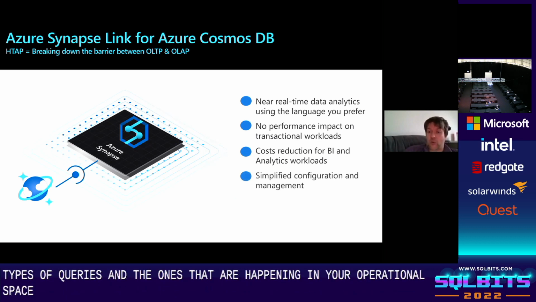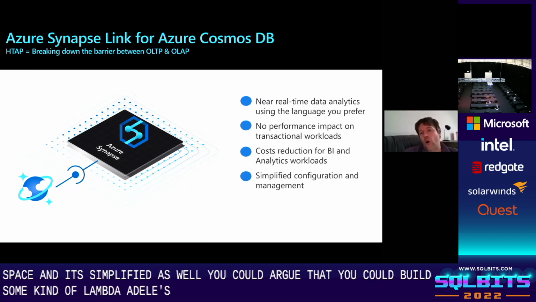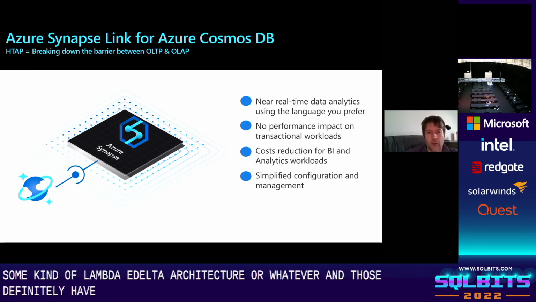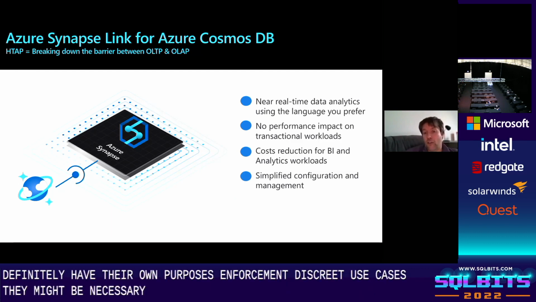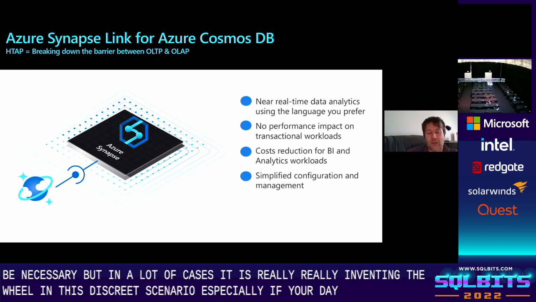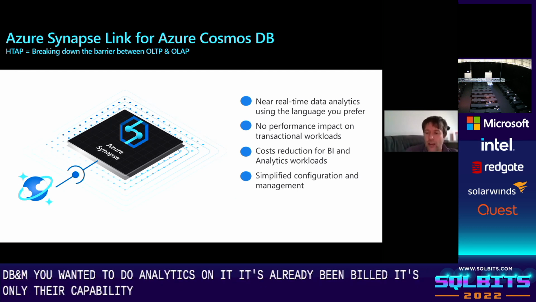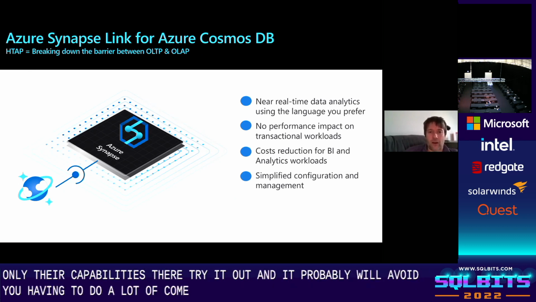And it's simplified as well. You could argue that you could build some kind of Lambda or Delta architecture or whatever. And those definitely have their purposes, and for certain discrete use cases, they might be necessary. But in a lot of cases, it is really reinventing the wheel, especially if your data is in Cosmos DB and you're wanting to do analytics on it. It's already been built. The capability's there. Try it out. It probably will avoid you having to do a lot of complex stuff that you might otherwise be planning.